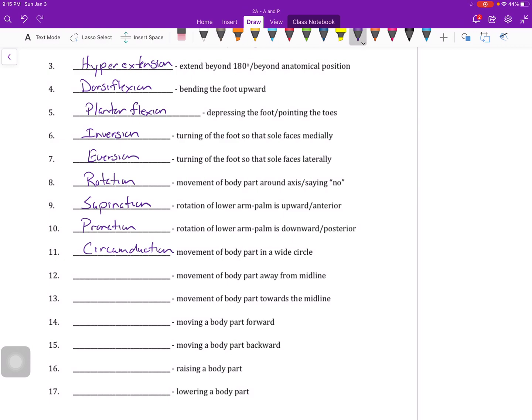Movement of the body part in a wide circle, like you want to circumnavigate the globe. This would be circumduction, moving the body part in a wide angle.